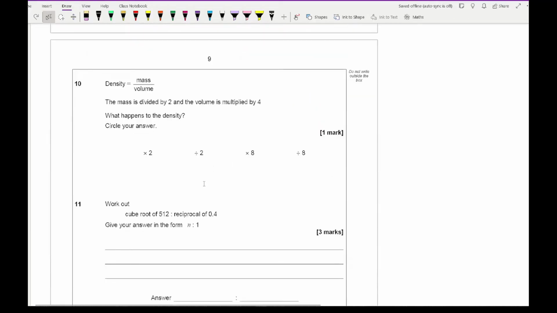Now in terms of question 10, it says that density equals mass over volume. The mass is divided by 2 and the volume is multiplied by 4. What happens to the density? Well, dividing by 2 is the same as multiplying by half, so that's the same as times 0.5. And if the volume is times 4, then 0.5 over 4 gives me 1 over 8. So here that's going to be the same as dividing by 8, so that's the option that we need to select.